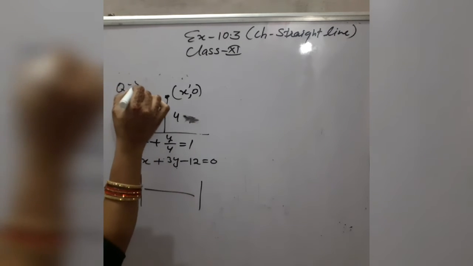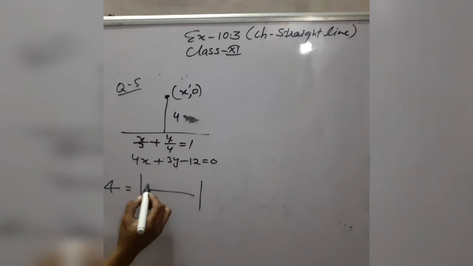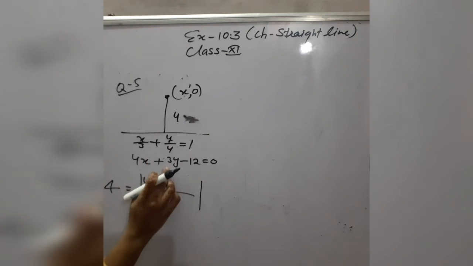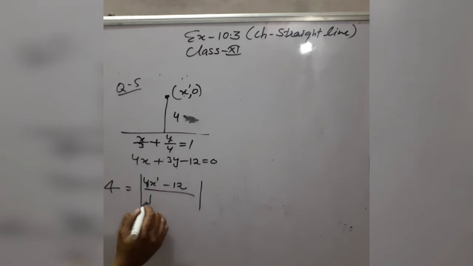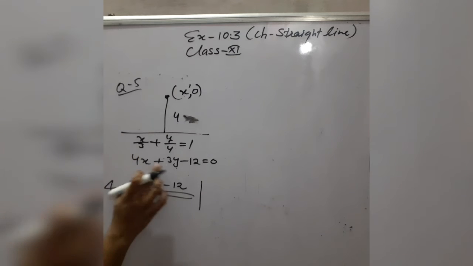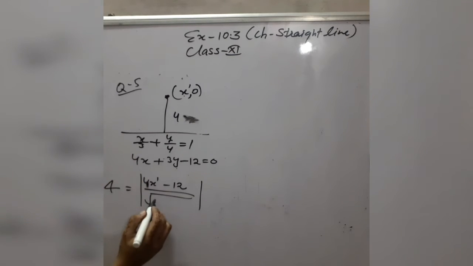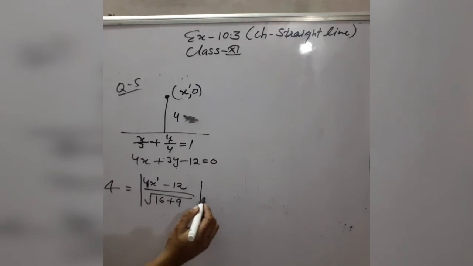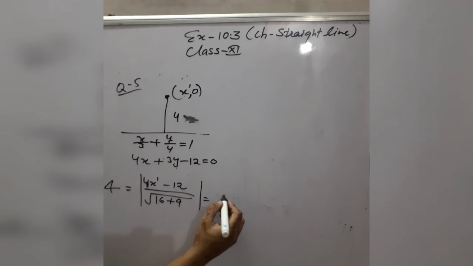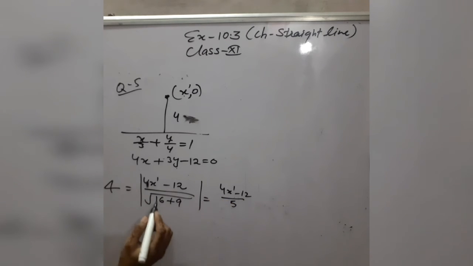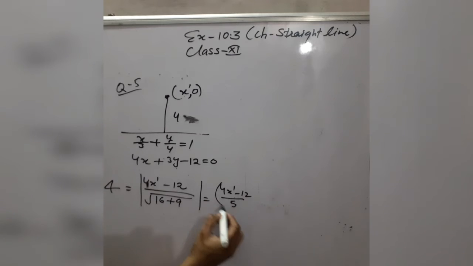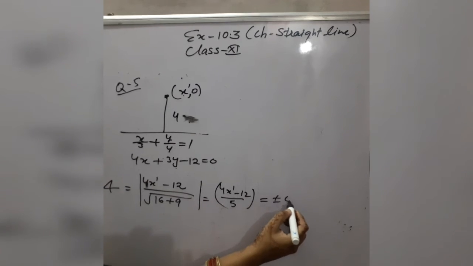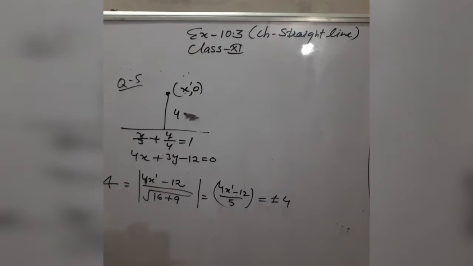This is question number 5. If in place of x you write x', it becomes 4x' + 0 - 12 divided by the root of the sum of squares of coefficients. 4 squared is 16, 3 squared is 9, 16 plus 9 is 25, root of 25 is 5. So |4x' - 12|, and when you remove this mod sign, you take plus minus both. This is equal to ±4.